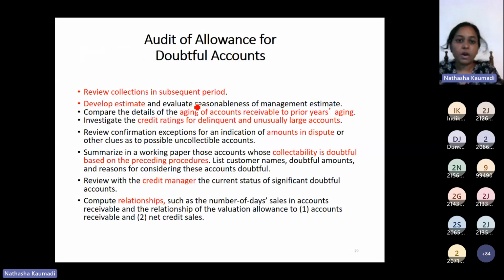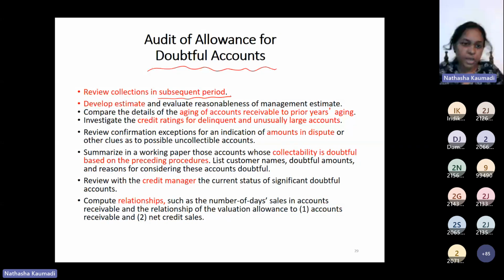Now, audit of allowance for doubtful debts. This is the detailed audit procedures. Review collections in subsequent periods. After computing the allowance for doubtful debts, you check whether subsequently these debtors have paid cash. So you review subsequent settlements, develop estimates and evaluate the reasonableness of the management estimate. The auditor computes the estimate by himself, and then you compare it with the client's computation.